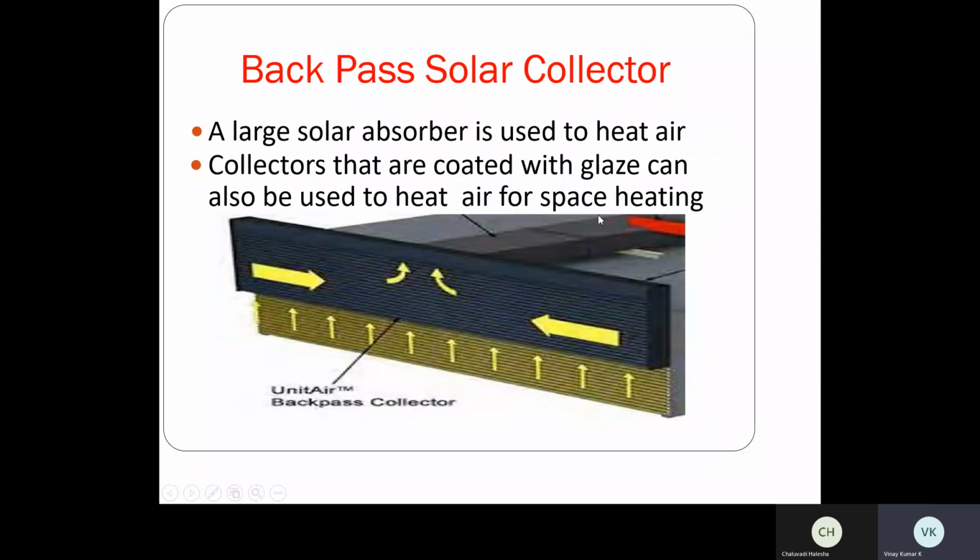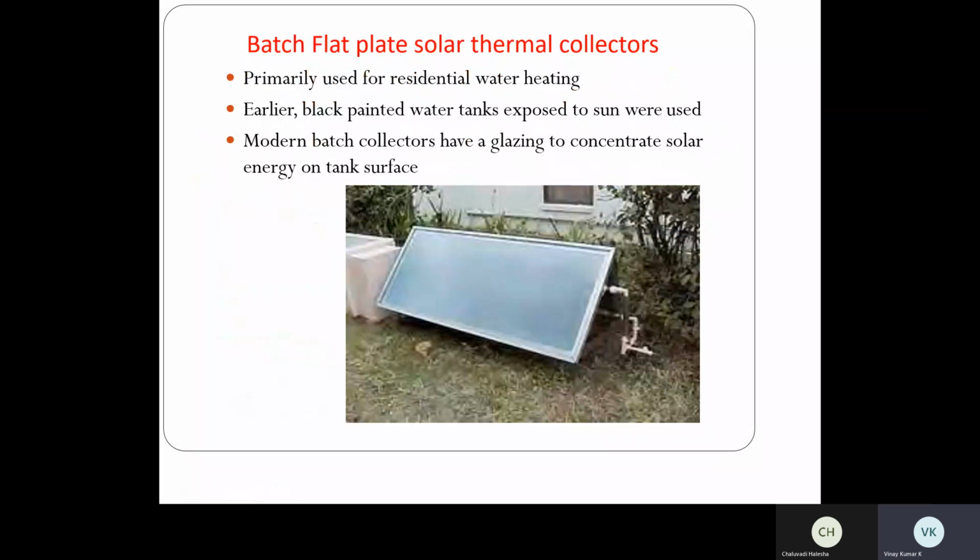And the next thing is batch flat plate solar thermal collectors. These are primarily used for residential water heating. These kinds of flat plate solar thermal heaters are normally used for solar water heating for our residential purposes, for our home appliances. Earlier in the previous slides, I showed that black painted water tanks exposed to the sun were used. So modern batch collectors have a glazing to concentrate solar energy on the tank surface.